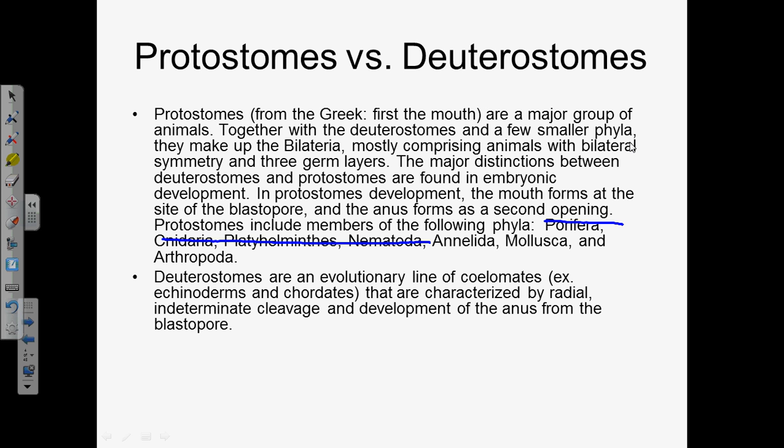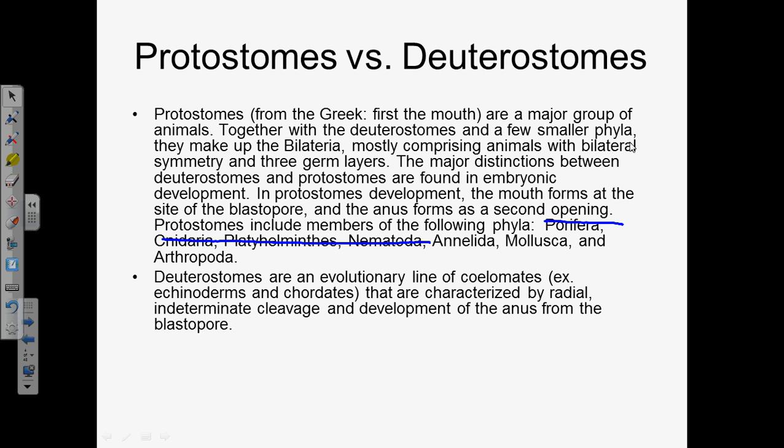Things in phylum Annelida. What are we talking about? Segmented worms, like earthworms and leeches. And then you got mollusks, which are things like clams and oysters, snails, slugs, even an octopus. And then finally, arthropods, which are mostly what? Mostly insects, but also the crustaceans fall into that group. Things like crabs, lobsters, shrimp.